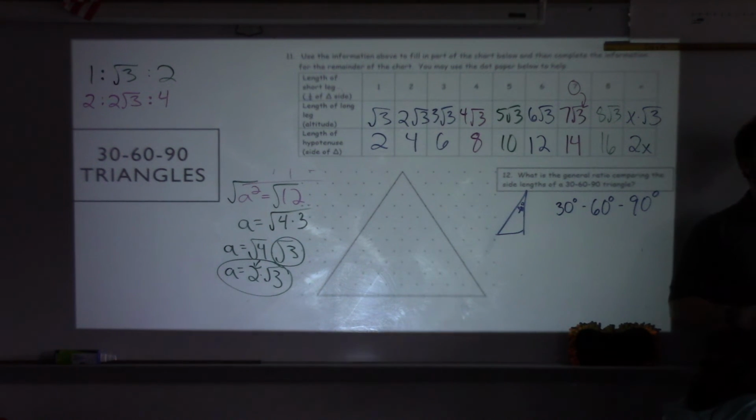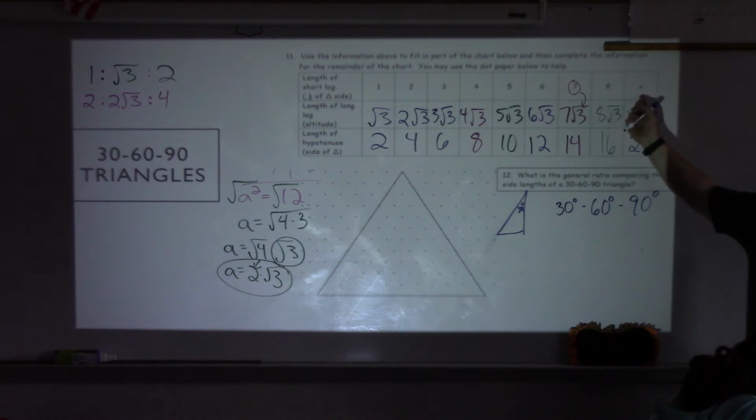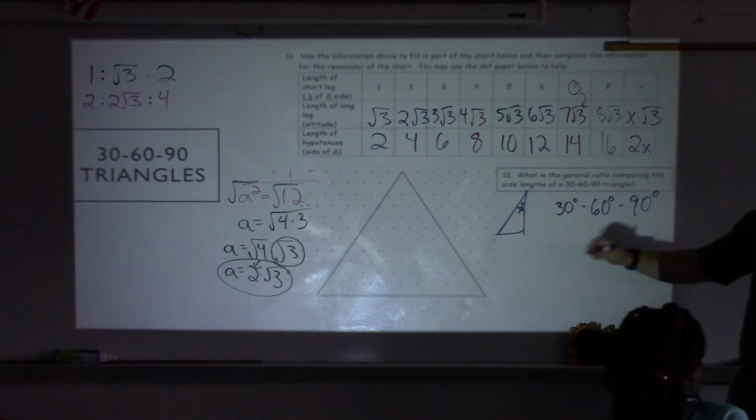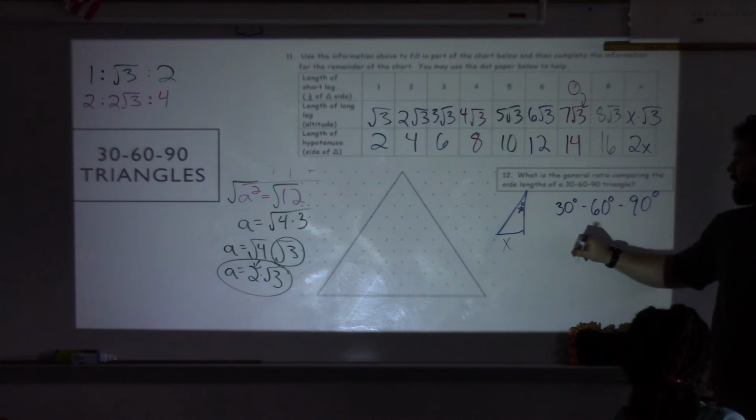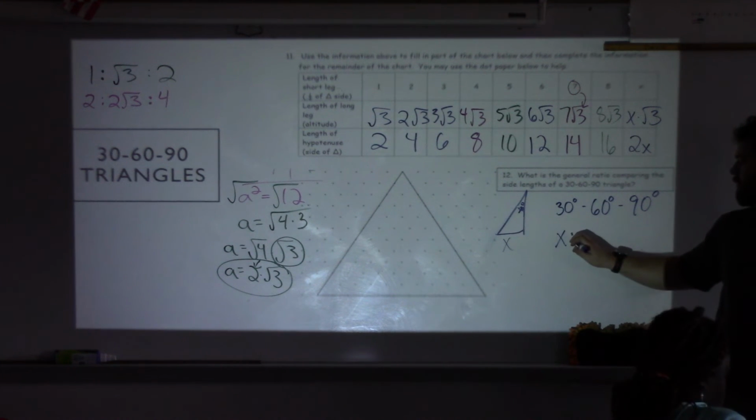Look at the table. What is a general term or expression for the short side? When I say general, that means it could stand for any length. Wasn't the x my short side? Yes. So then the side opposite 30 degrees we're saying is x.